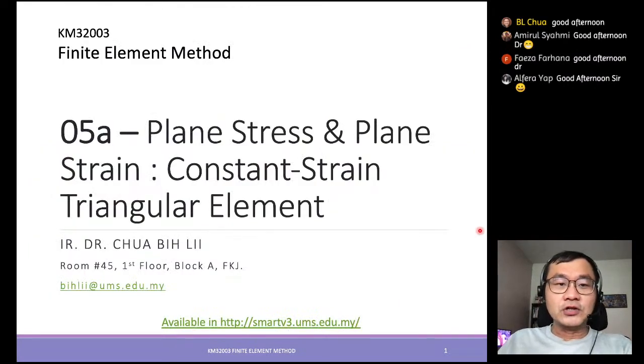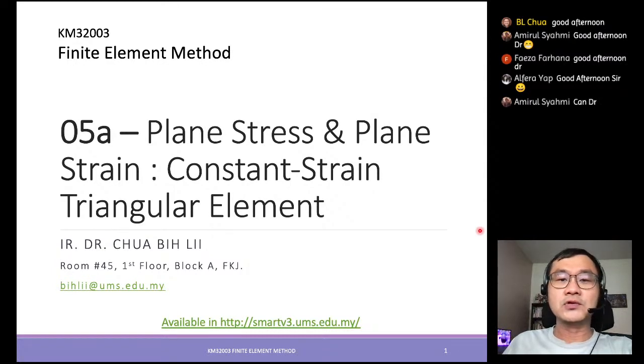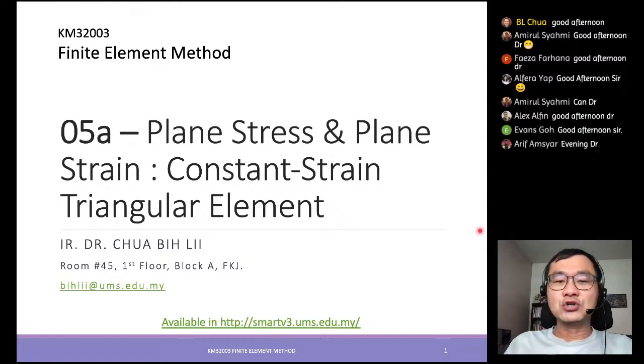Good afternoon, everyone. Welcome back to the course Finite Elements KM32003. Today we will move into another section or topic related to plane stress and plane strain problems. Today we will also introduce these two types of analysis problems using a new type of element. We call it the constant strain triangular element.